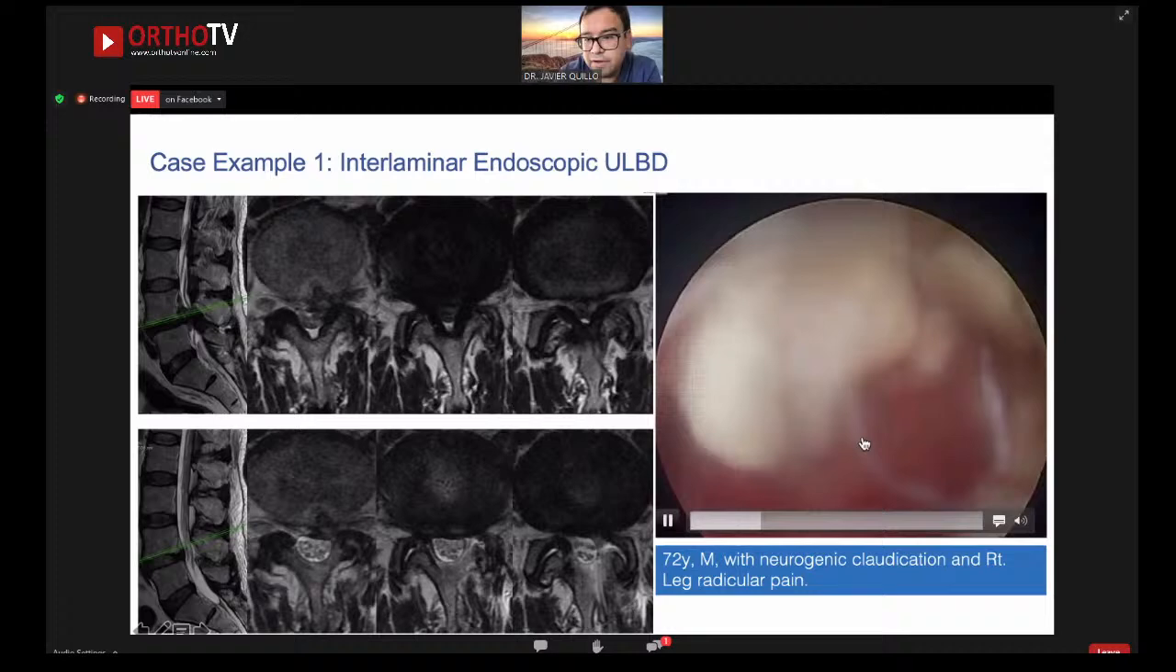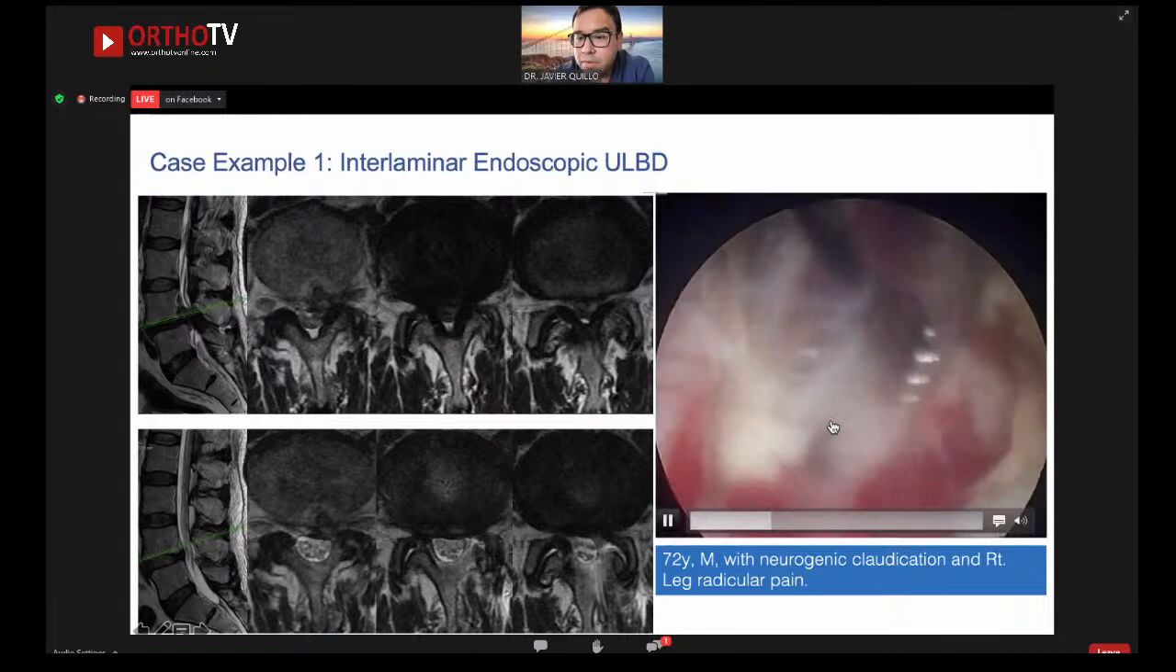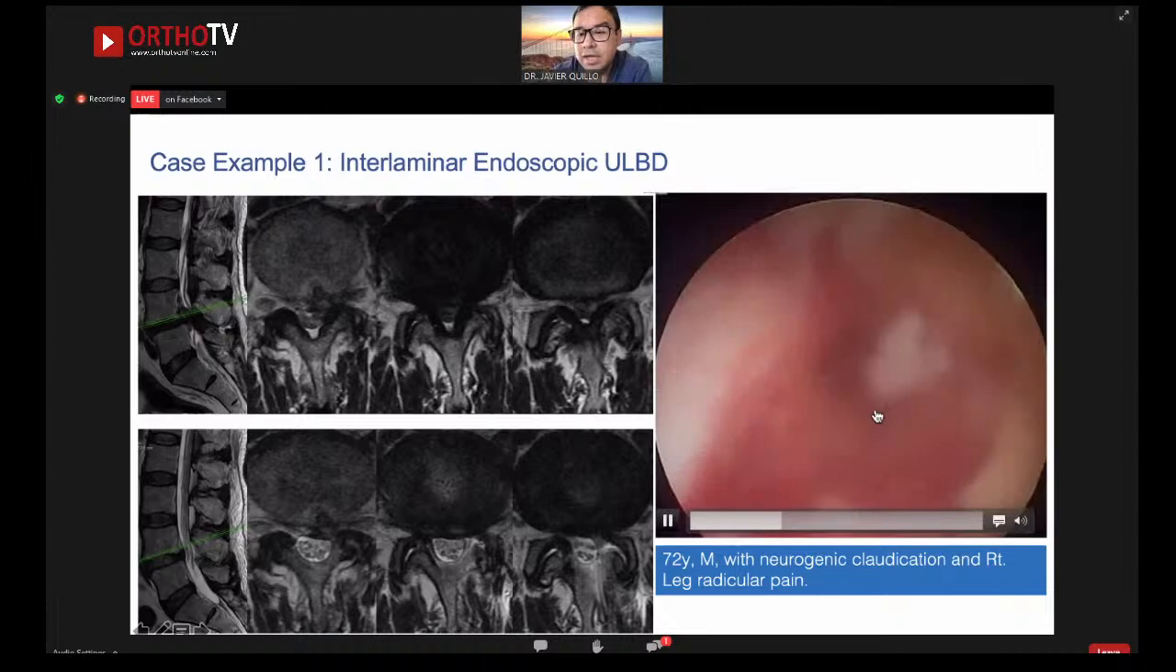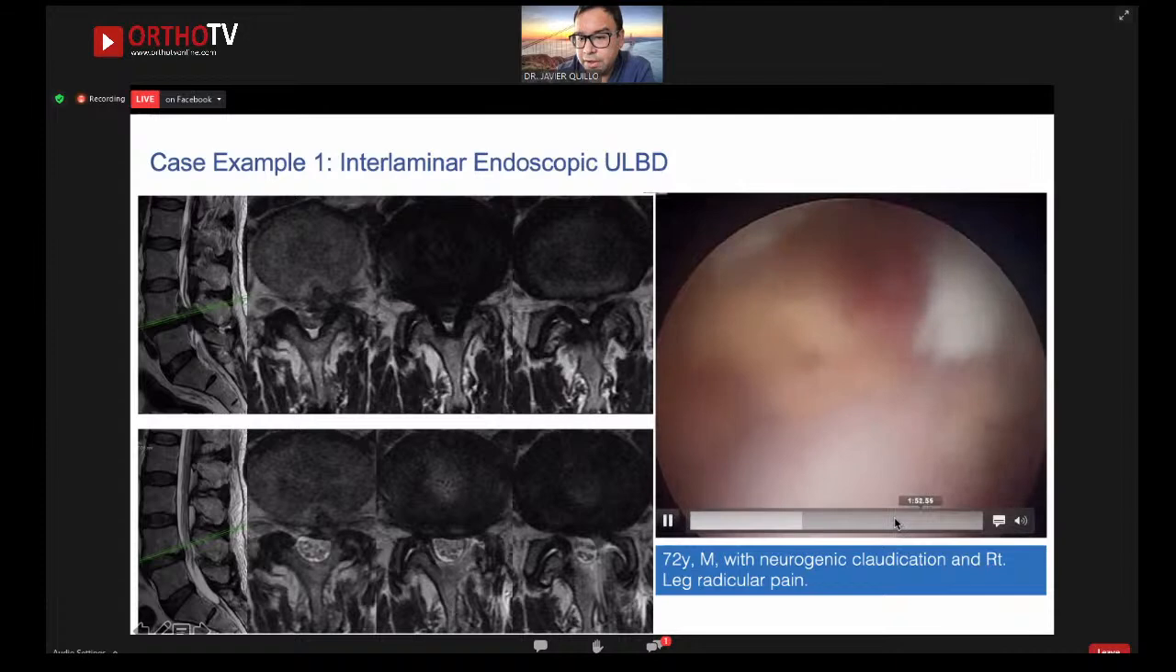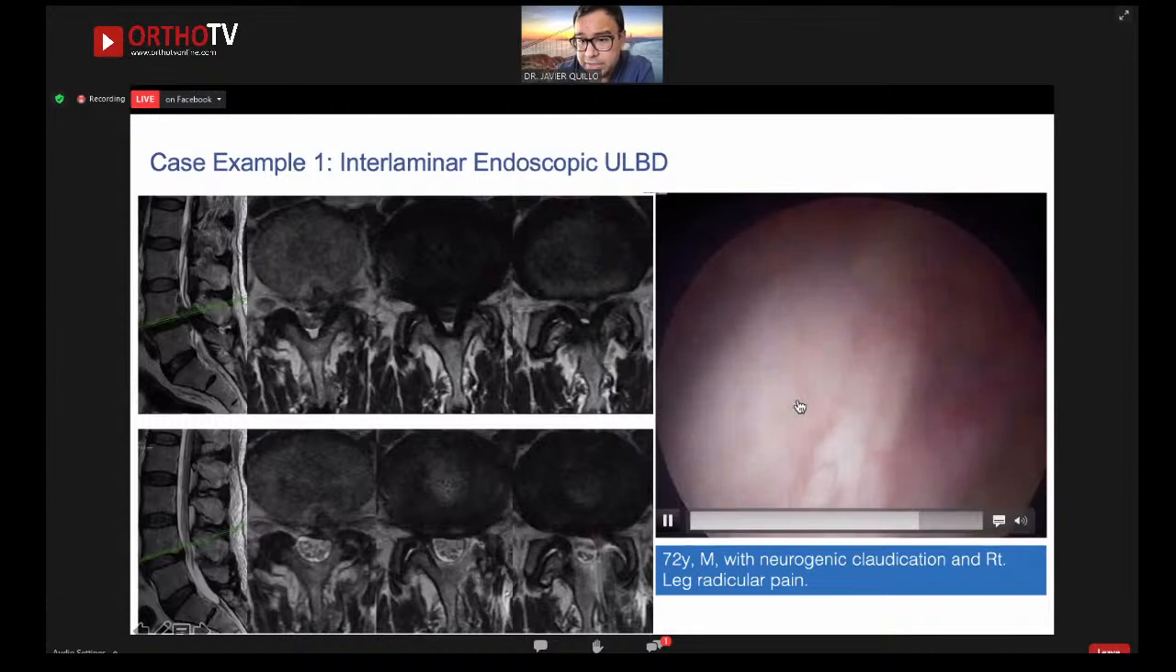Here in the video, you can observe that we reach the ventral epidural pathology without retraction of the nerves. After a good central and lateral decompression with the endoscope, we reach the ventral epidural pathology. Finally, the neural elements are decompressed.